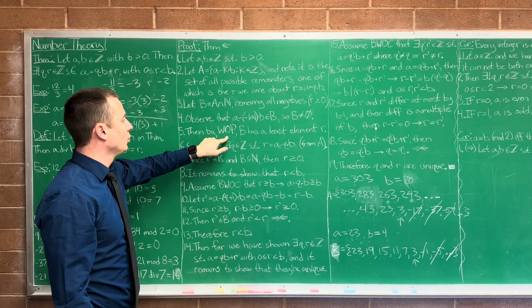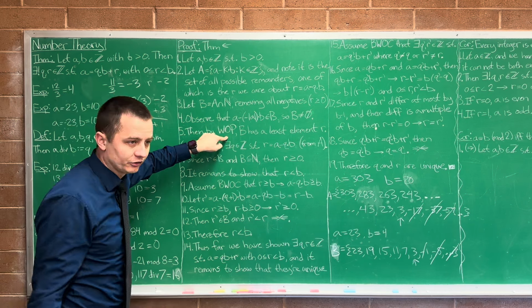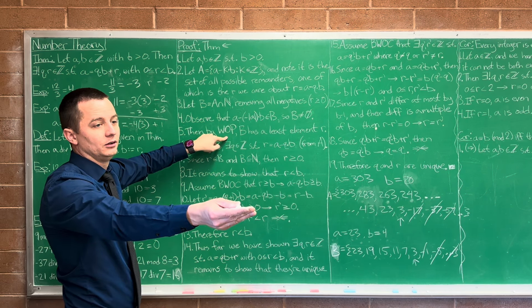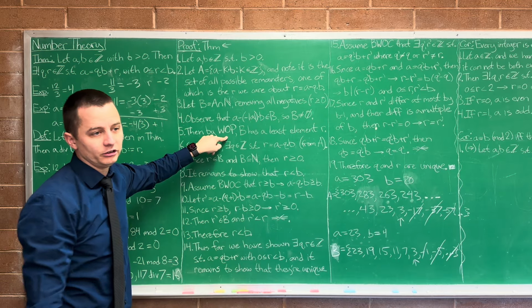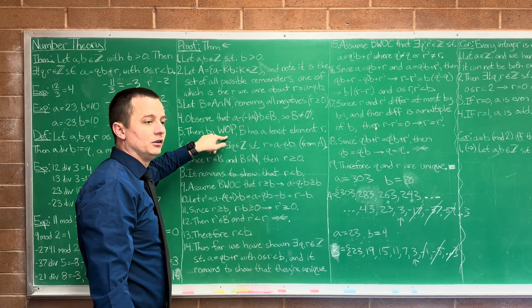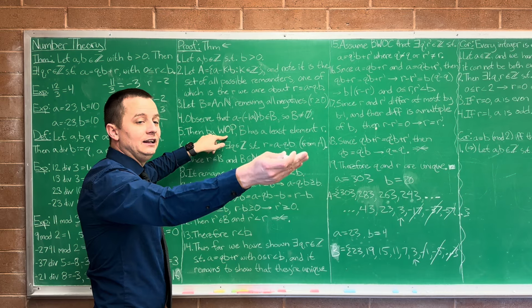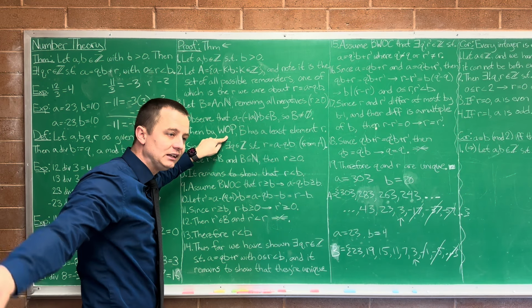Now, remember our well-ordering principle? What does the well-ordering principle say? It has the least element. What has the least element? Not any set. What's the least element in the integers? Well, it's the natural numbers. Any non-empty subset of the natural numbers has a least element.